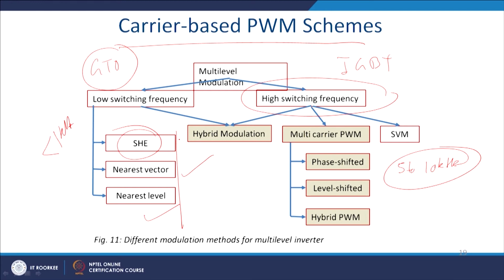For the sake of time, we may not be able to discuss all those methods, and we can combine them with high frequency, that is called hybrid modulation. Thereafter we can have a multi-carrier PWM. We have discussed the space vector modulation, we just touched upon it for the 3 level inverter. Students are requested to go through those lectures again. Then phase shifted PWM carrier, level shifted PWM carrier, and mixing these, you get a hybrid PWM carrier.